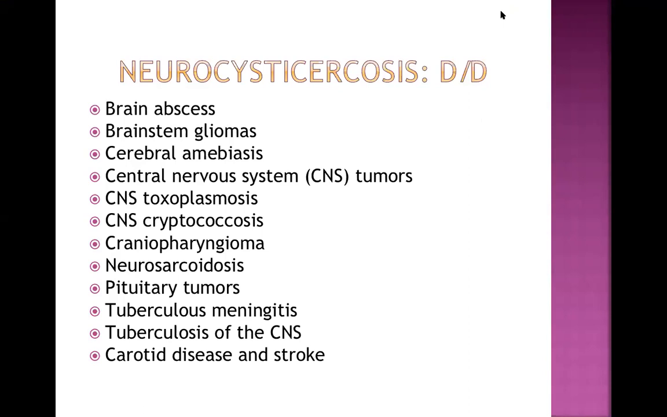Brainstem glioma, same reason. This is a brain tumor. Gliomas are a type of tumor. Cerebral amebiasis is the presence of amoeba inside the central nervous system. Even Entamoeba histolytica can go there, and sometimes different types of amoeba can damage our brain, like Naegleria fowleri and Acanthamoeba. Naegleria fowleri and Acanthamoeba are special types of amoeba which can directly damage the brain. But even Entamoeba histolytica can go inside the brain. The cases have been reported.